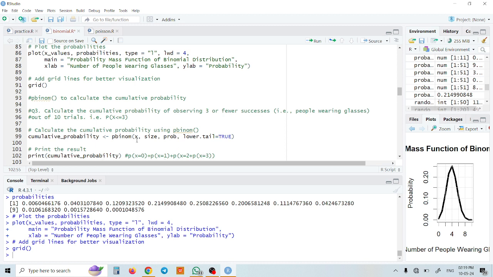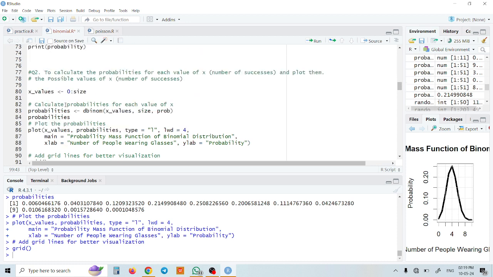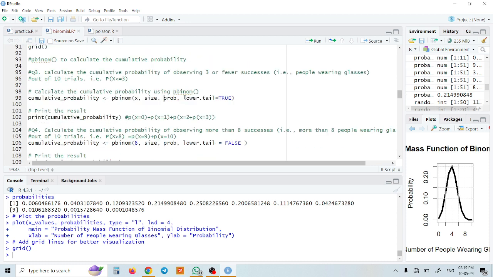Cumulative probability is what we are going to get using pbinom. We put x equal to 3, size is the trial size, 10, probability whatever we had already assigned, 8 by 20, and lower.tail is equal to TRUE. That means it is going to give us the lower values, the less-than kind of values, so less than or equal to 3. By default it is also TRUE, but I just gave it to show you.